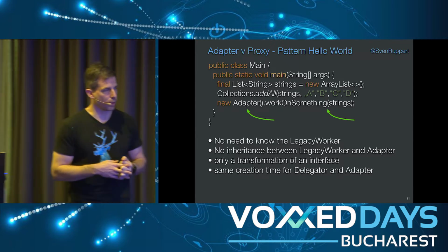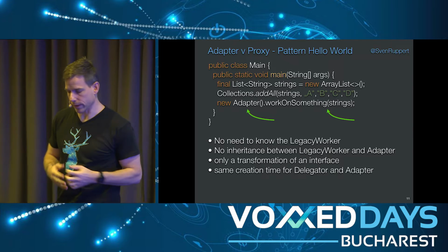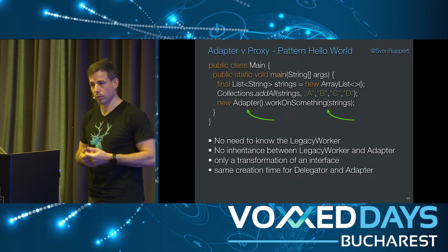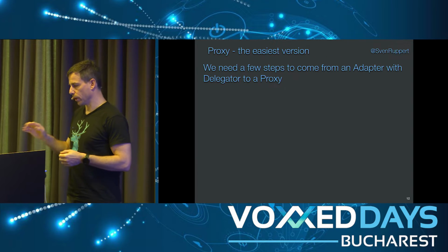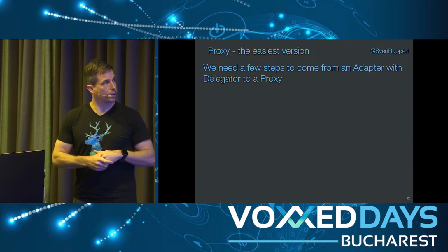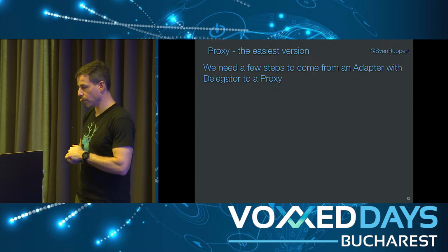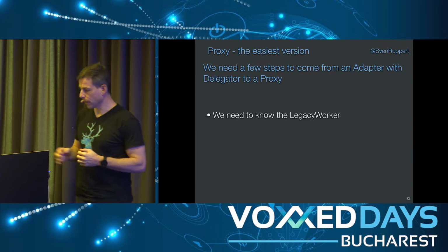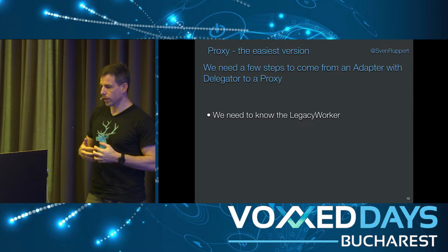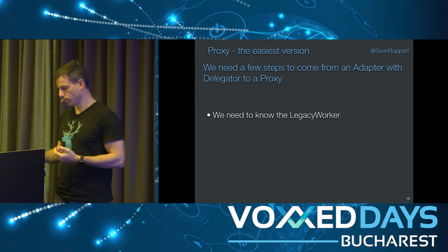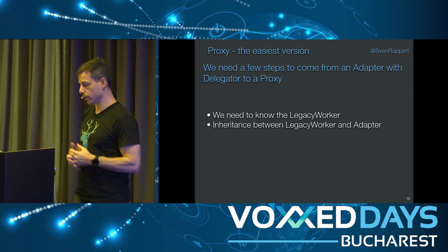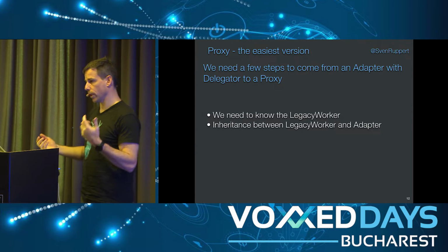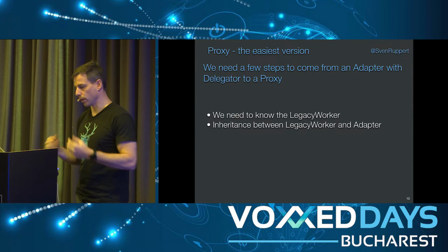Same creation time. Mostly it's implemented so that the delegator and the adapter are created at the same time because there is no proxy inside. You can mix it up, we will see, but in the plain thing, it is at the same time. So, how do we come from an adapter to a proxy? For a proxy, we need to know the legacy worker, yes. We want to proxy, wrap it somehow. And there is definitely inheritance between the proxy and the thing that should be hidden inside.